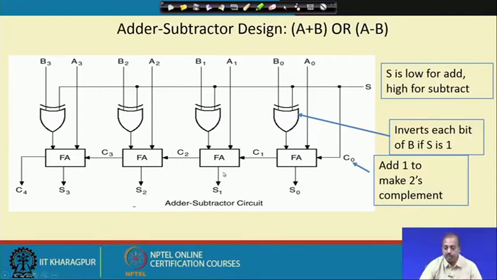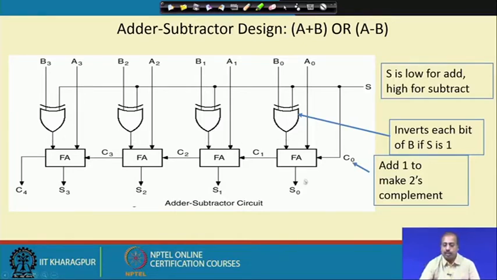Now, if you are doing subtraction, in that case this S will be equal to 1. So, B0, B1, B2, B3 will get complemented via these XOR gates. In an XOR gate, if one of the inputs is tied high, we know that it acts as an inverter. So, at this point I will get B0 bar, here I will get B1 bar, B2 bar and B3 bar. So, I will get the complemented versions there.